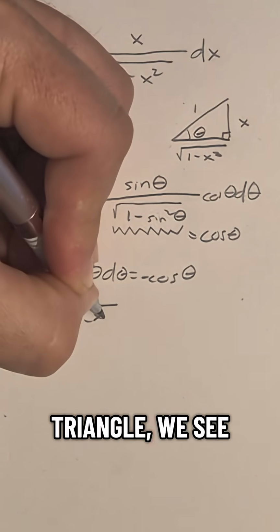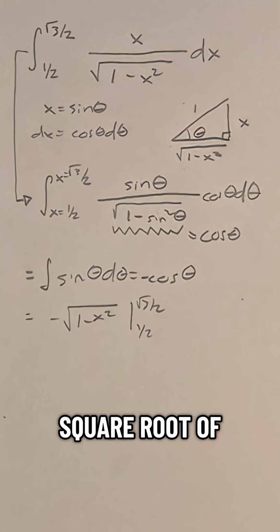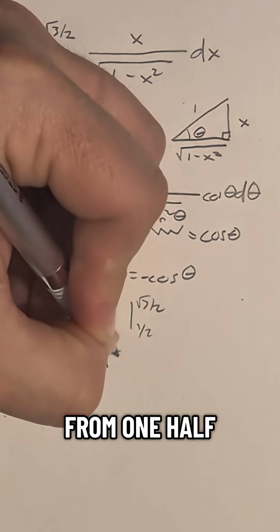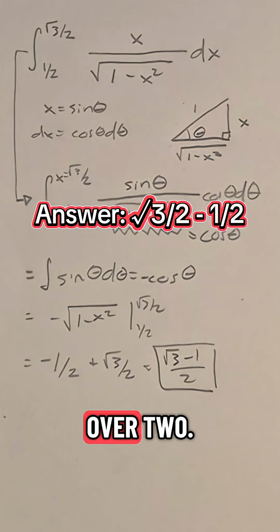Using our right triangle, we see that cosine of theta is adjacent over hypotenuse, or just the square root of 1 minus x squared. And evaluating this from 1/2 to root 3 over 2, we end up with just the square root of 3 minus 1 over 2.